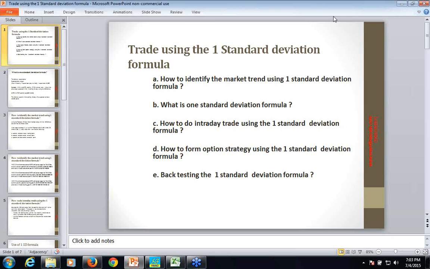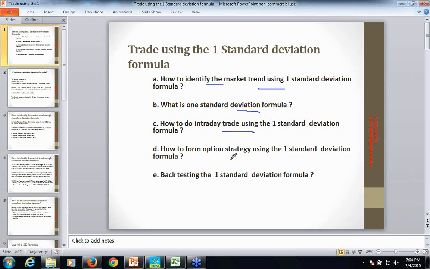In this particular event, we are going to learn about the one standard deviation formula. So what does this formula say? Our first priority is to understand what this standard deviation formula is. Then we need to identify the market trend using the one standard deviation formula. And if you wish to, you can make some intraday trades using it.